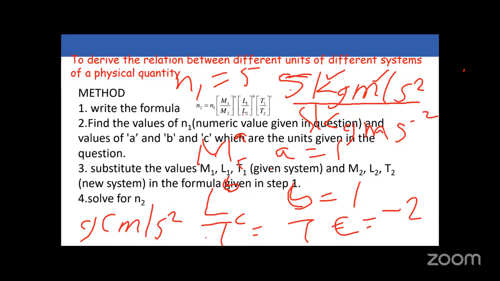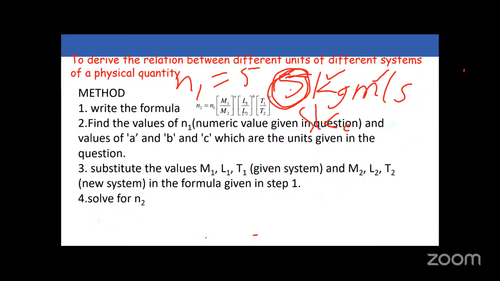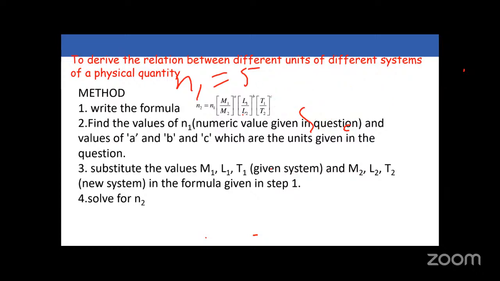Then we'll now solve for the number N2. So what will the number be? So we'll solve an example to buttress the explanation.